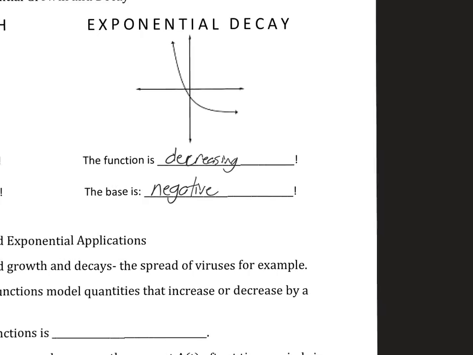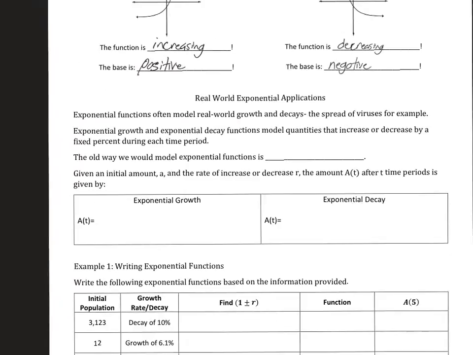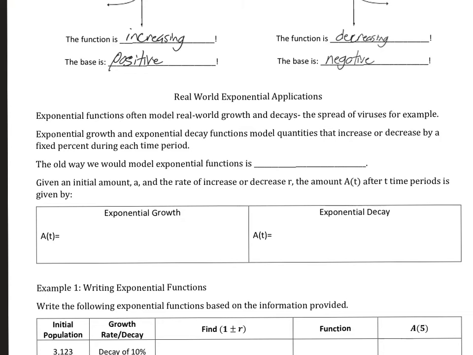Okay, so real-world applications. Exponential functions often model real-world growth and decays, the spread of viruses, for example. Exponential growth and exponential decay functions model quantities that increase or decrease by a fixed percent during each time period. The old way that we would model exponential functions is y equals a times b to the x.